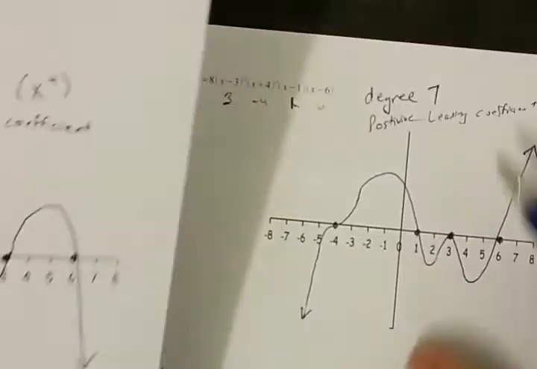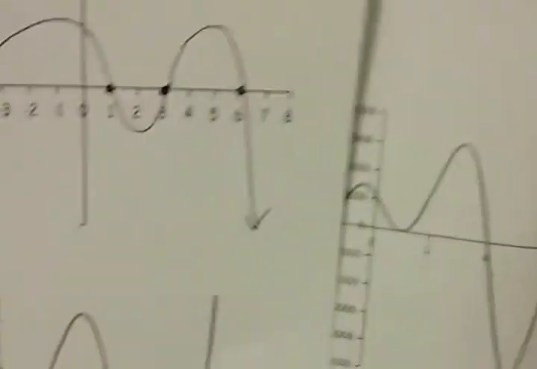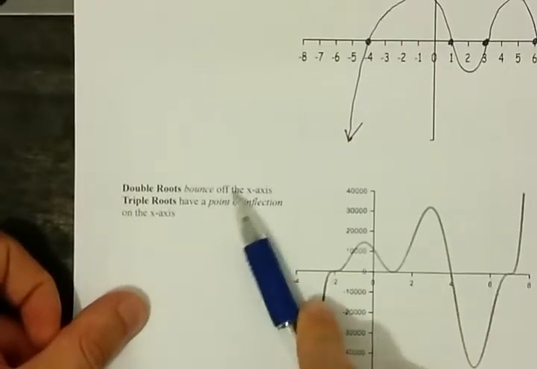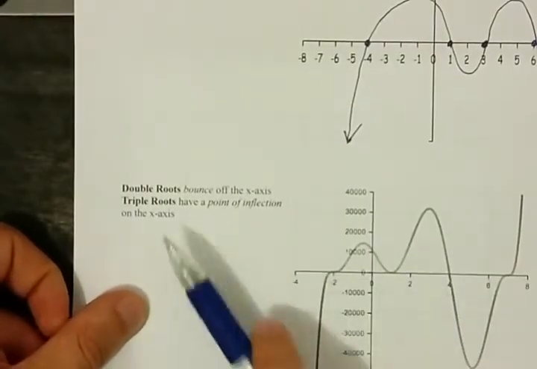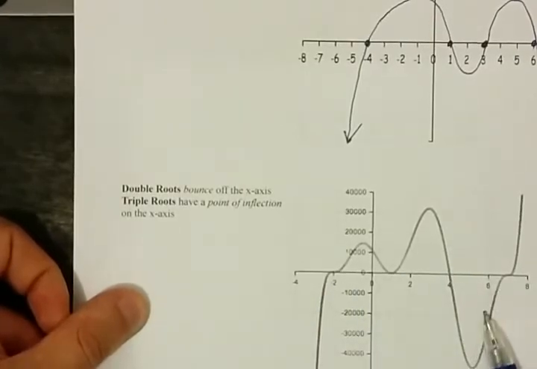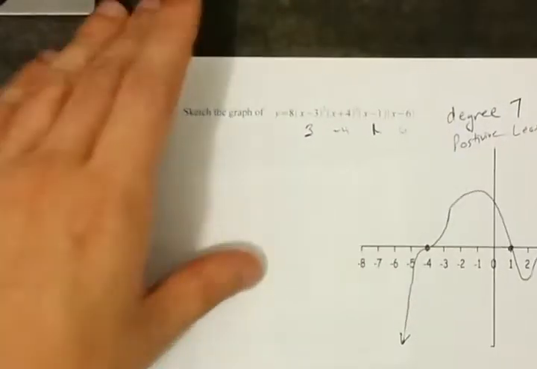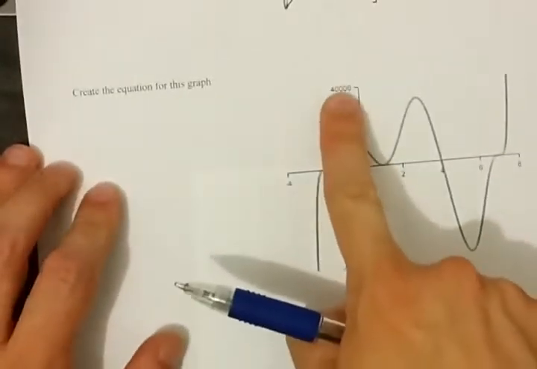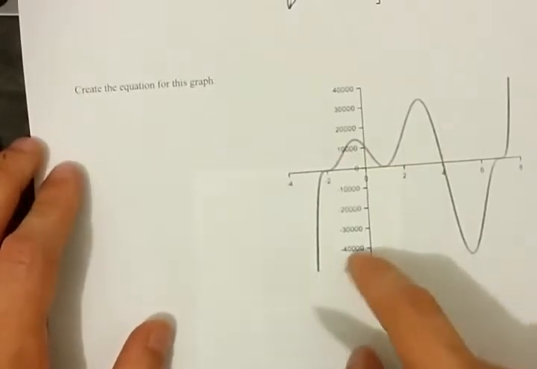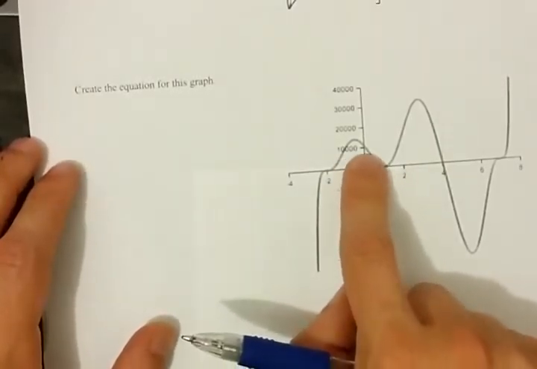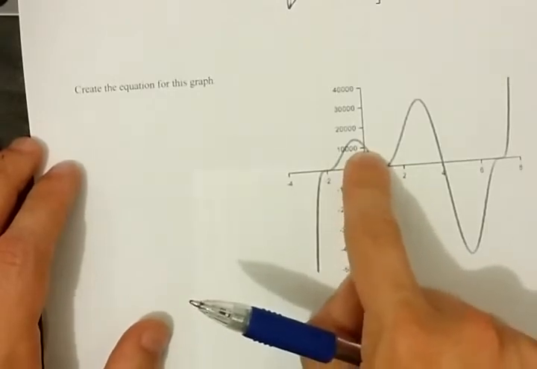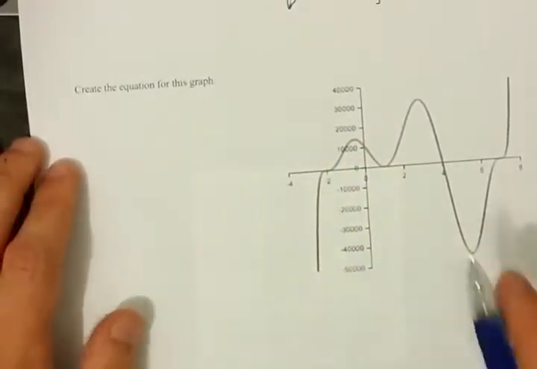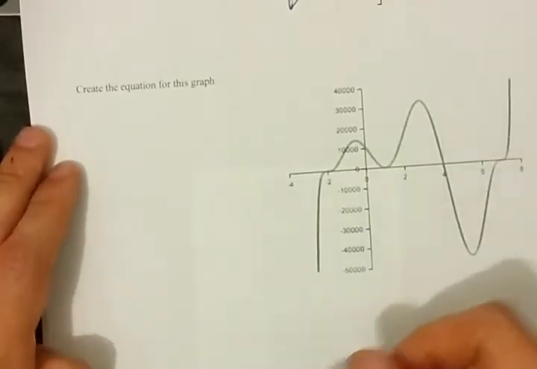Now, what I have noticed is that I've included the same graph twice, it looks like. Once on the previous page and once on this page. This is just the explanation. Double roots bounce off the x-axis, boing, and triple roots jog through the x-axis. It's called a point of inflection, but it approaches and then emerges the other side. What I am interested in is creating the equation for this graph. Now, again, I'm not so worried about this y-axis. If we could find a point that goes through, maybe it goes through that point there, 0, 10,000, then we could solve it fully. But for now, let's just worry about the x-intercepts.